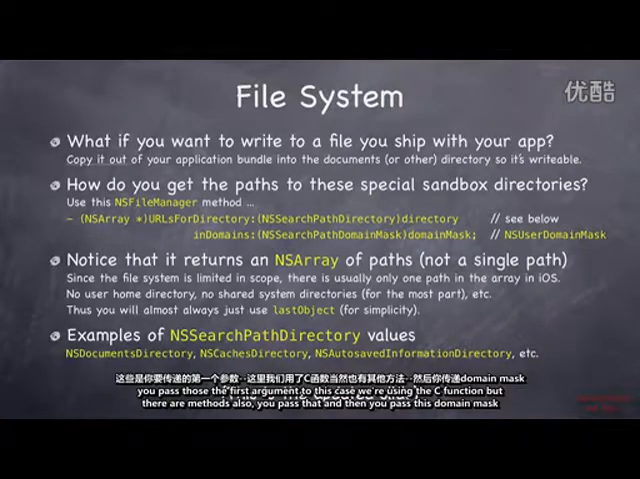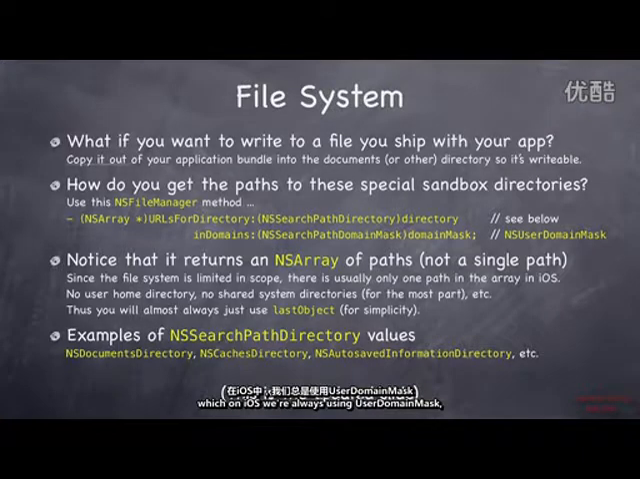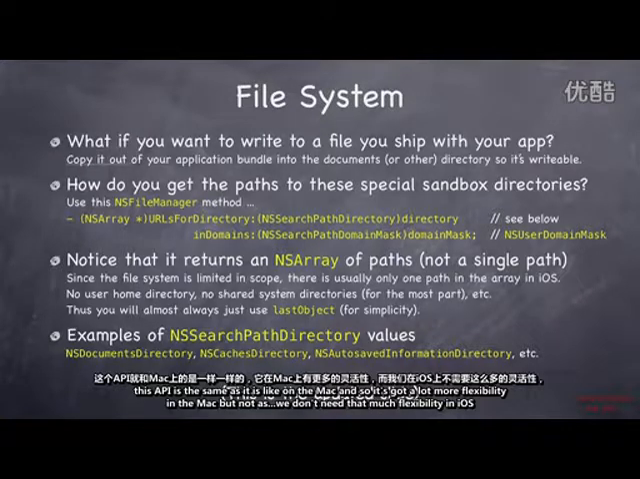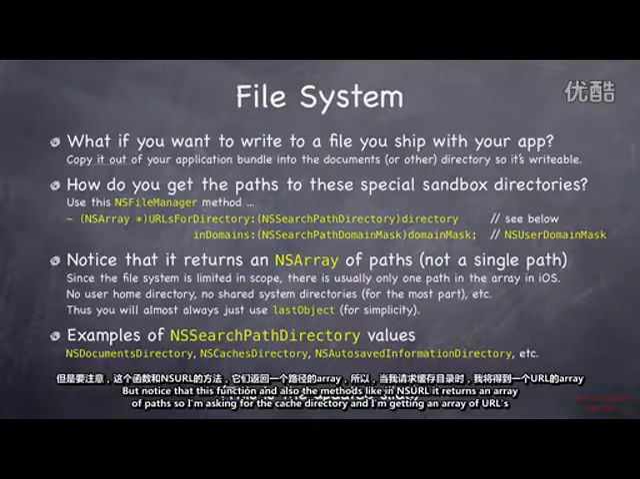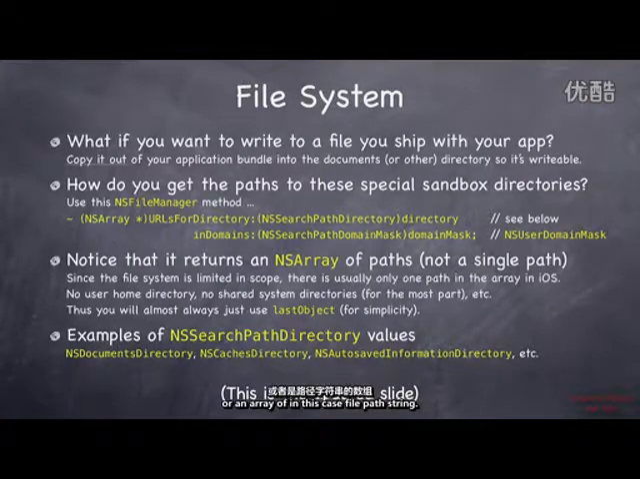In this case we're using the C function, but there are methods also. You pass that, and then you pass this domain mask, which on iOS we're always using user domain mask. This API is the same as it is on the Mac, and so it's got a lot more flexibility in the Mac, but we don't need that much flexibility in iOS. And then expand tilde, that's for the home directory tilde thing. We'll always say yes on that. But notice that this function, and also the methods like in NSURL, returns an array of paths. So I'm asking for the cache directory, and I'm getting an array of URLs, or an array of, in this case, file path strings.